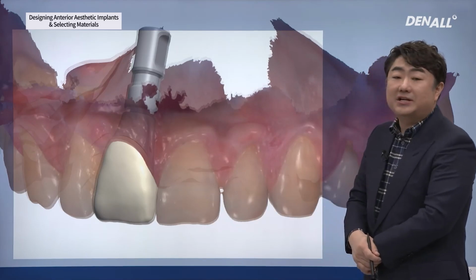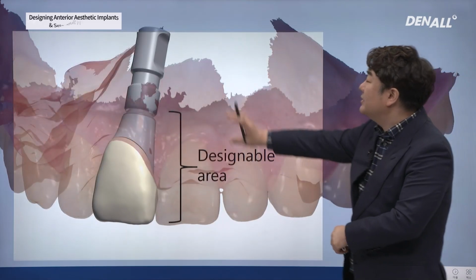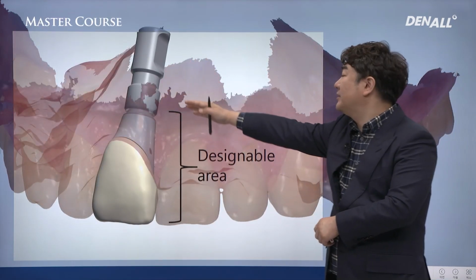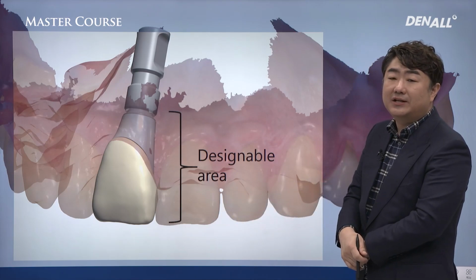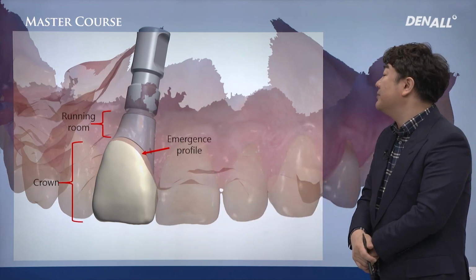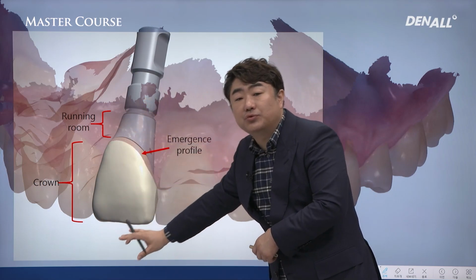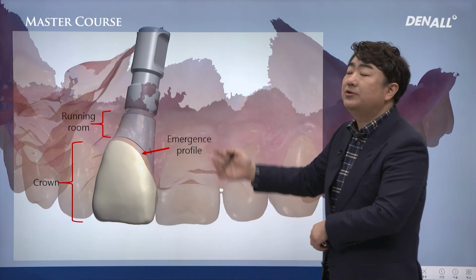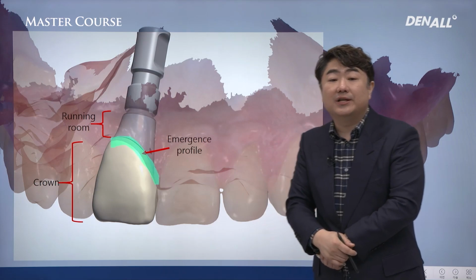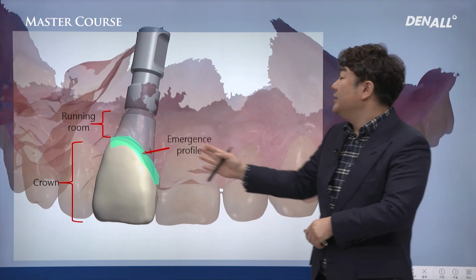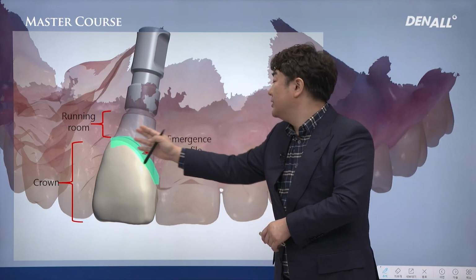After implant placement, the area that we can design is the top part, the area that goes through the gingiva, and here. It can be divided like this. We talk about emergence profile. This refers to the contour of the prosthesis around the gingiva.